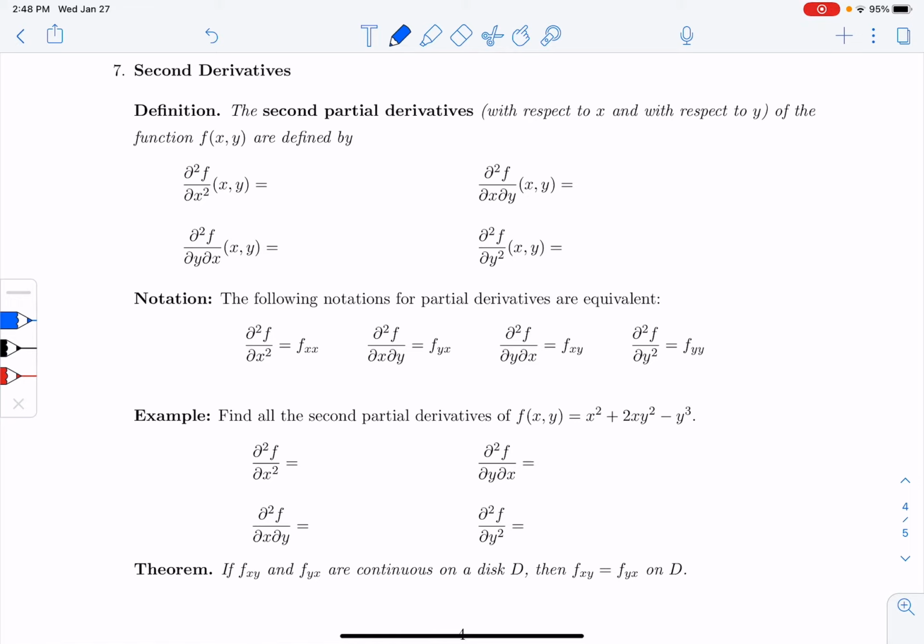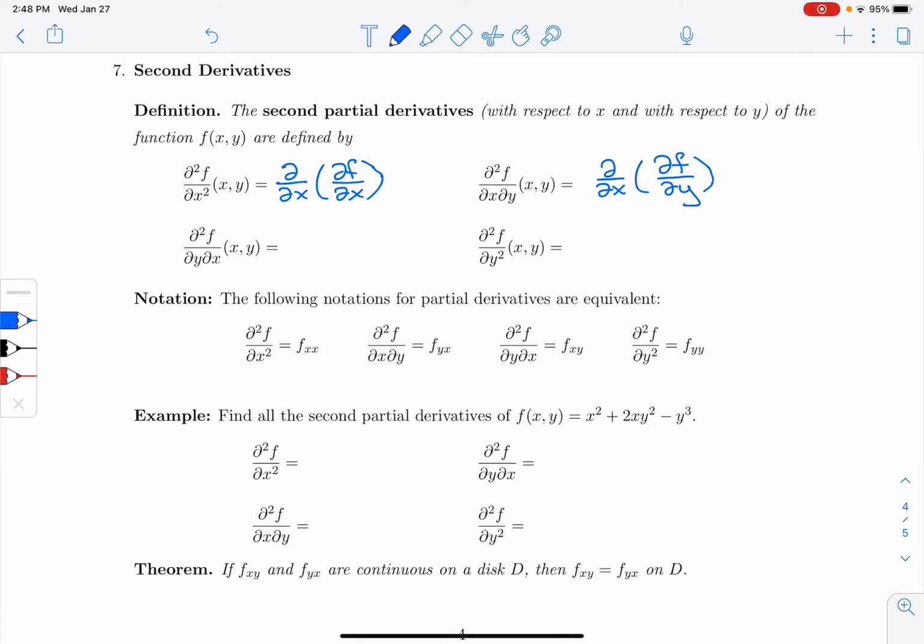And that's what happens when you take the x derivative of the derivative with respect to x. That makes sense. Okay, we're going to take the derivative with respect to x and then take the derivative with respect to x again. That's the second derivative with respect to x. But we could also take the x derivative of the derivative with respect to y. This is called a mixed partial derivative.